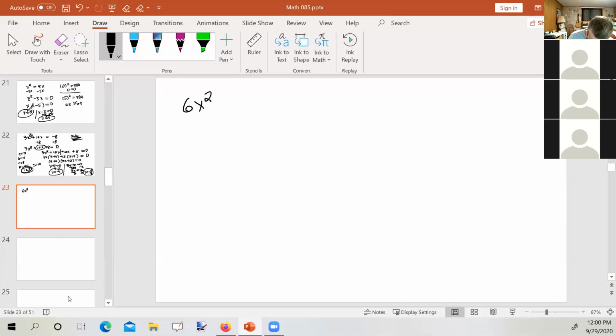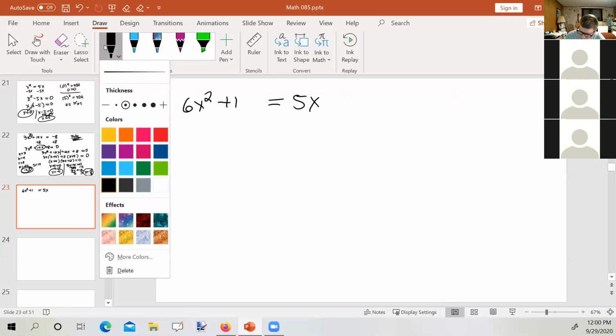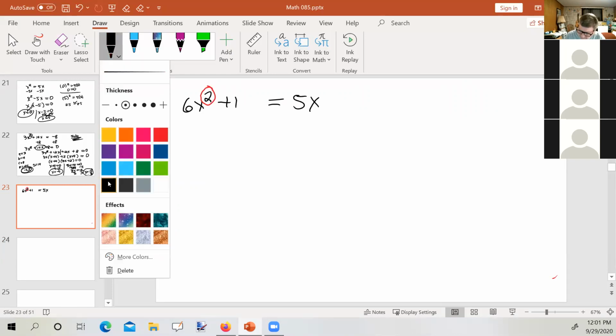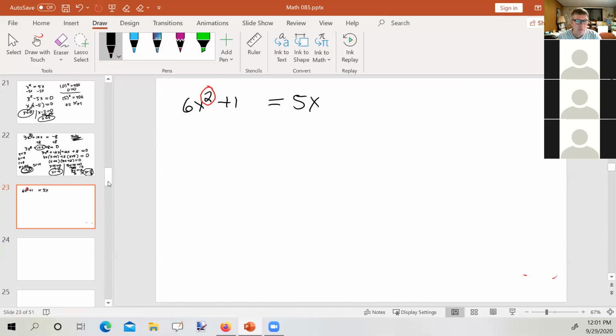6x squared plus 1 equals 5x. So again, I see that this is a second degree equation because of the 2 on the variable. Okay. So I want to put it in standard form, everything on one side of the equation set equal to 0 on the other side. Well, 6x squared is going to be my leading term. It's already positive, so that's good. Let's just leave it alone. So we'll subtract 5x from both sides. So I get 6x squared minus 5x plus 1 equals 0. So there we have it in standard form.